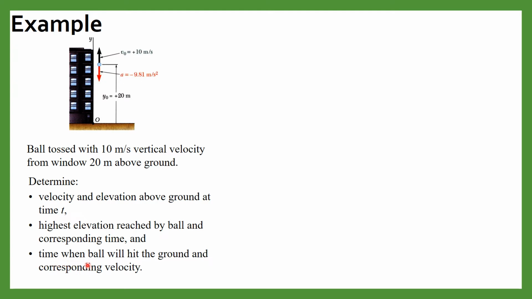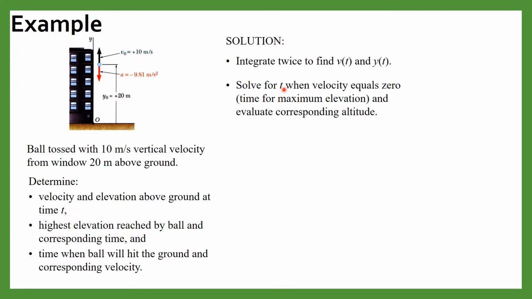The third unknown is the time when the ball will hit the ground and the velocity with which the ball will hit the ground. Okay, so how can we solve this problem? We can integrate twice to find the velocity and the position, and then we can solve for t when velocity equals 0, so that we can find the highest elevation, because at the highest elevation velocity will be 0.